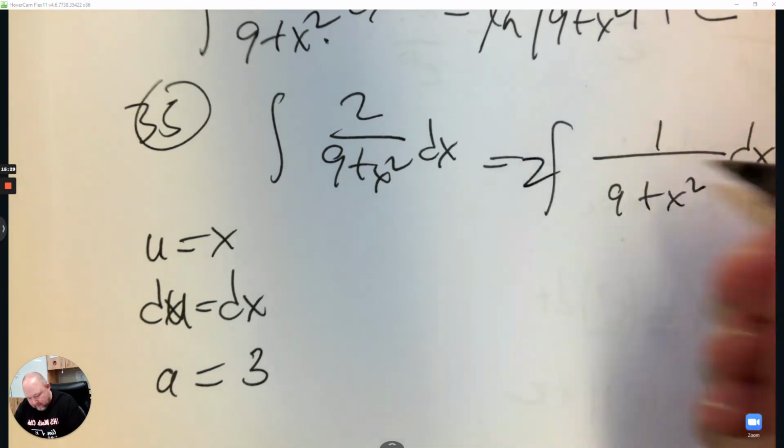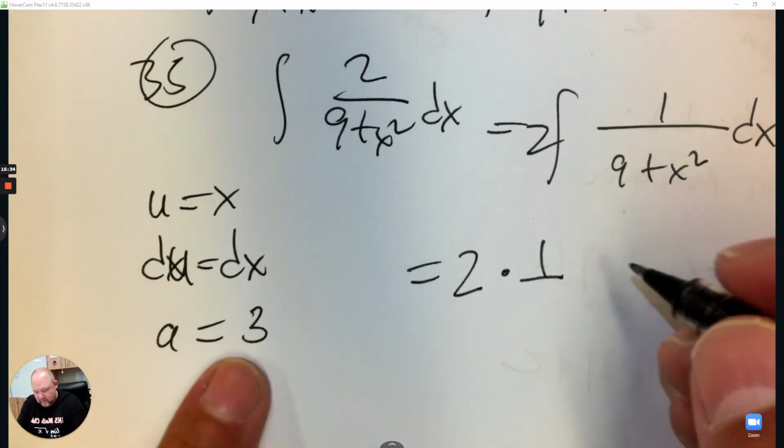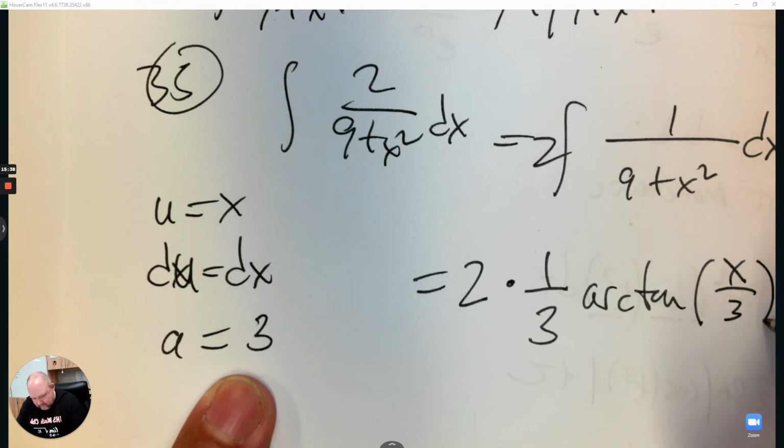And then in front would be a 2. So it starts with 2. And then for arctangent, it's 1 over a, and then it's u over a, and then plus c.